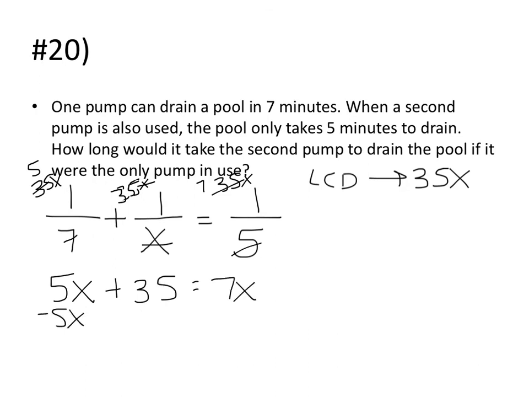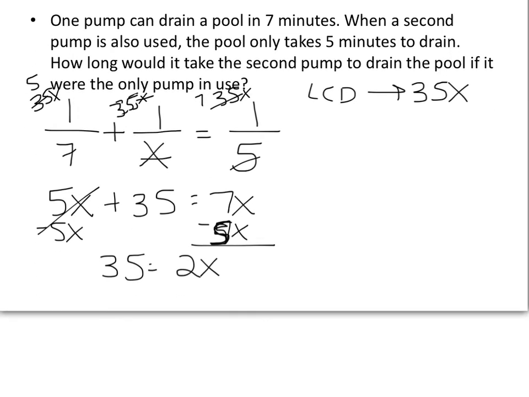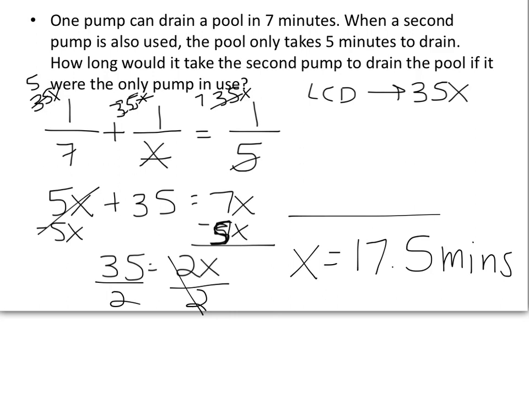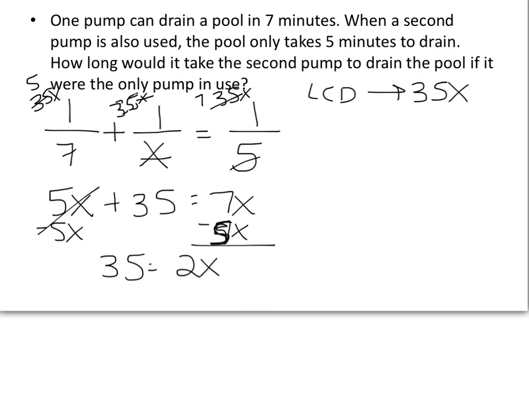So you subtract 7x from both sides, and you get 35 is equal to, I don't know what is wrong with me today. This should be 5. You subtract 5x from both sides. So 35 is equal to 2x. Divide both sides by 2, and you get x is equal to 17.5. And that's minutes. And that's 17.5 minutes that it would take the second pump to drain the pool.